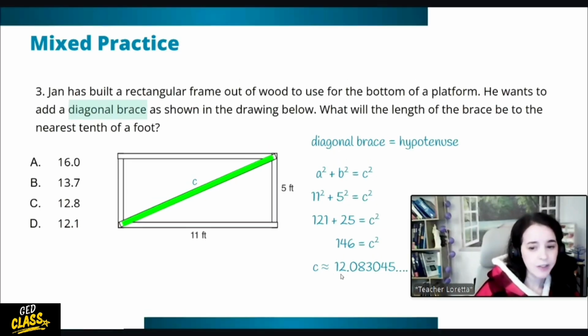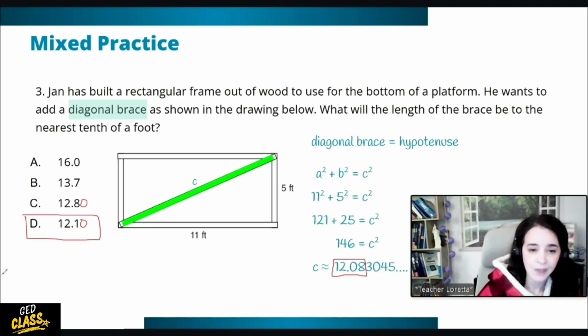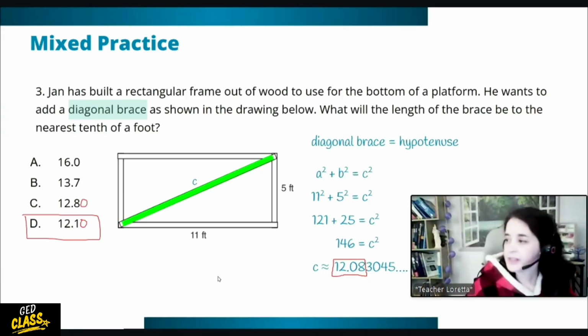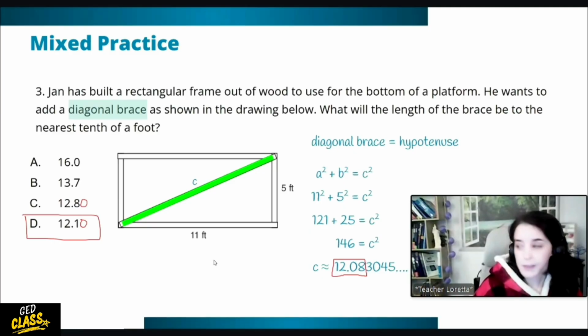So if something costs $12.08, the thing that's closest to that would be $12.10, right? So if you imagine that there's an extra zero at the end, right? There's a big difference between saying $12.08 versus $12.80, right? So the answer that comes closest is choice D.